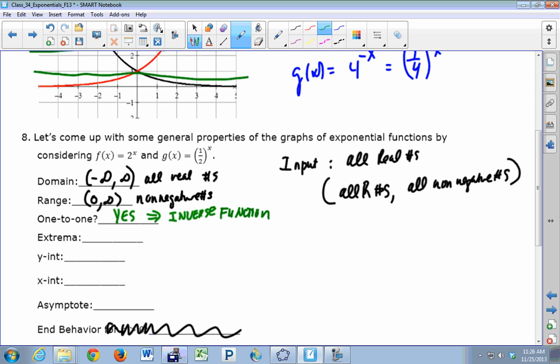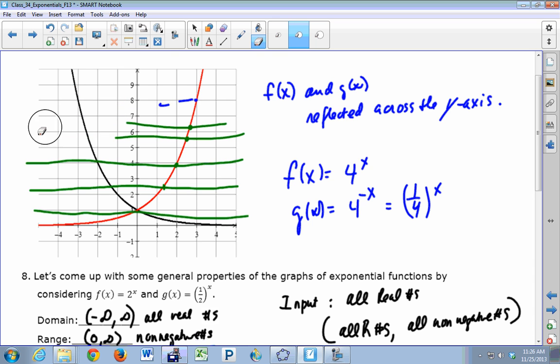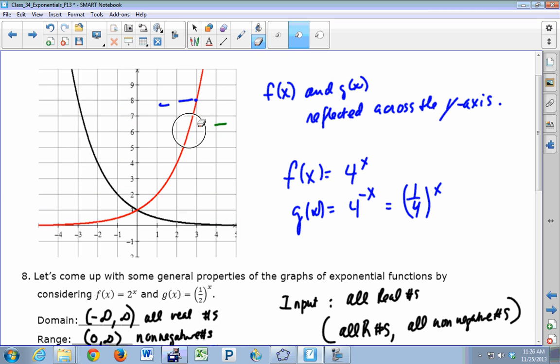Extrema, does this have any turning points? Either one of these functions, the red function or the black function? Let's start with the red function. Does it turn around, change direction? Nope, it's always increasing.